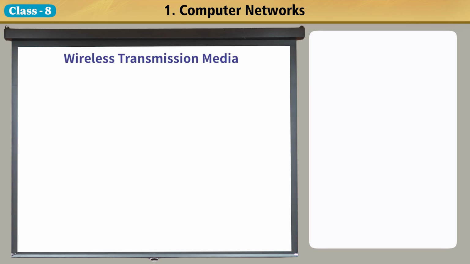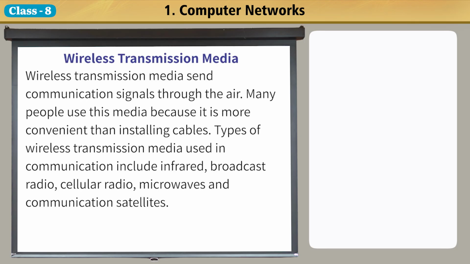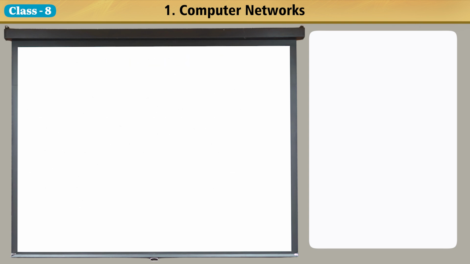Wireless transmission media. Wireless transmission media send communication signals through the air. Many people use this media because it is more convenient than installing cables. Types of wireless transmission media used in communication include infrared, broadcast radio, cellular radio, microwaves, and communication satellites.